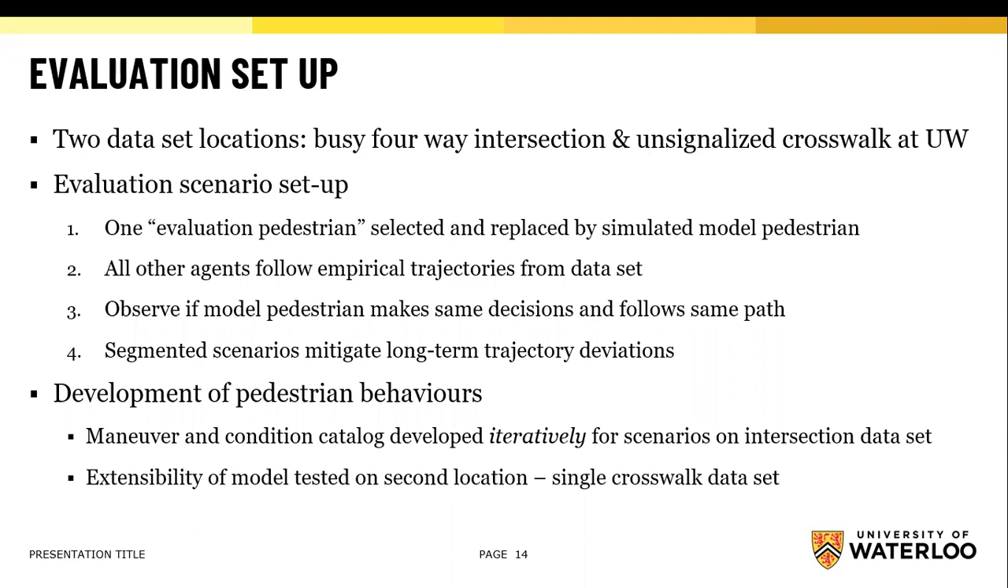So with respect to the development of the pedestrian behaviors, I mentioned before that the maneuver and condition catalog was developed iteratively through multiple phases. And it was done using the intersection data set. And then once that phase of the model was stable, we tested the extensibility and the generalization of the model by applying it to the second location, which is the unsignalized crosswalk, without making changes to the model, to test how well it generalized and if it could get the same results on a different data set. And it was shown to perform well.